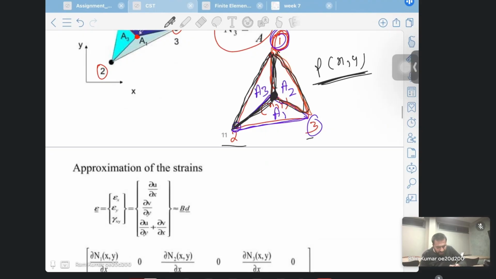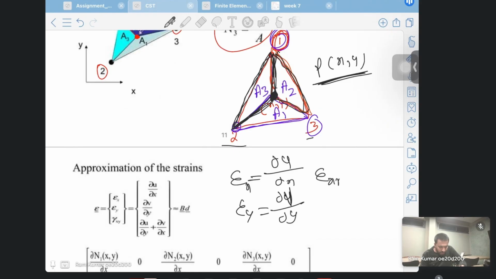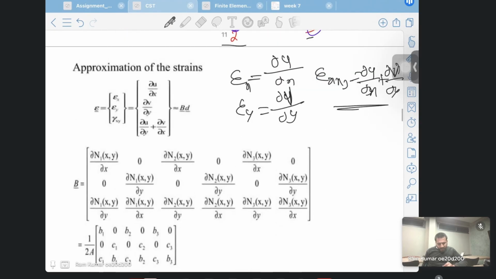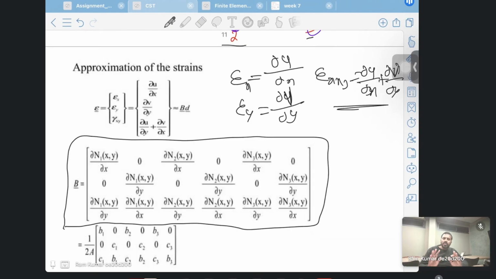Then what will be the strain? Strain will be epsilon x equal to del u by del x, epsilon y equal to del v by del y, and gamma xy equal to del u by del y plus del v by del x. So this will be our strain. Then what will be the B matrix? This is our long B matrix. No need to remember; if you are solving any problem, they will provide you this matrix.